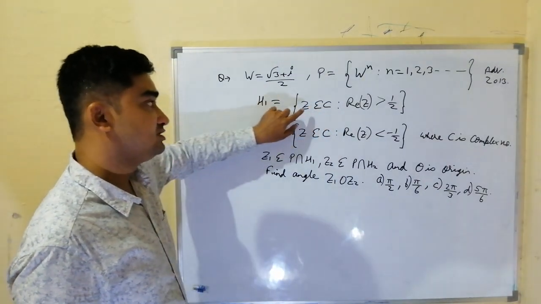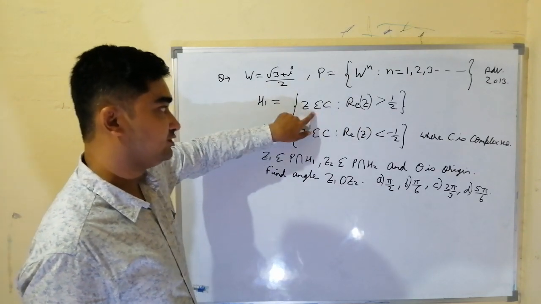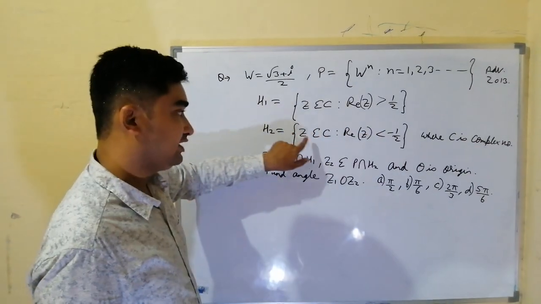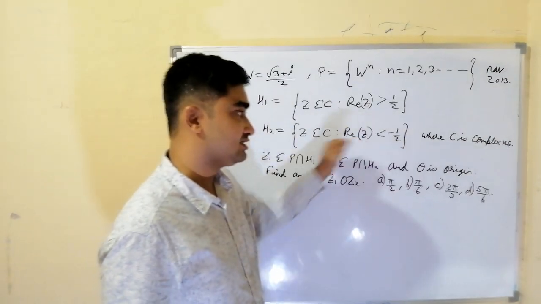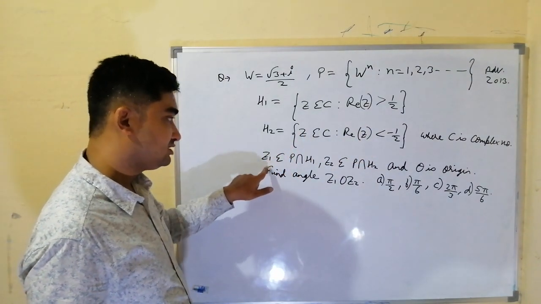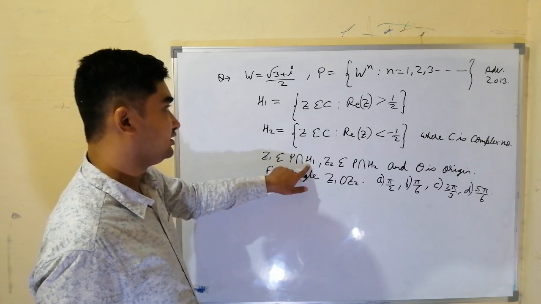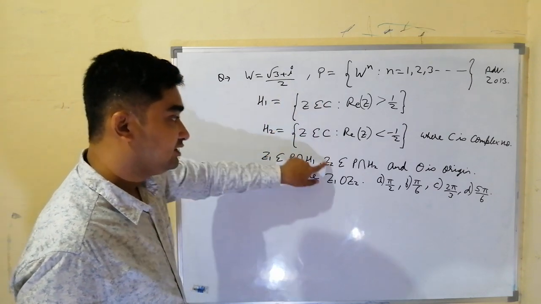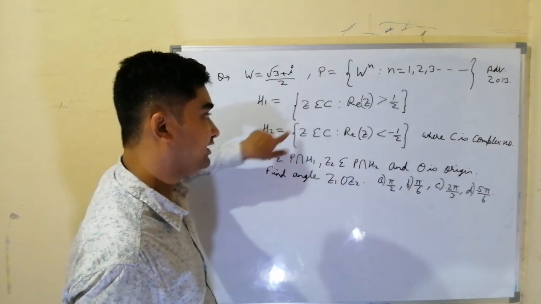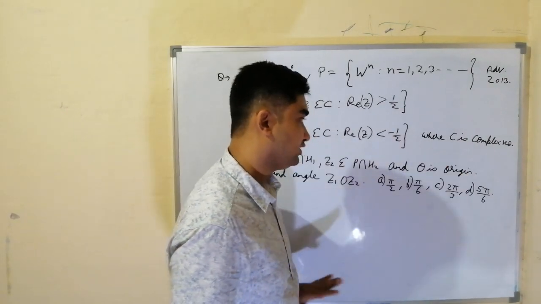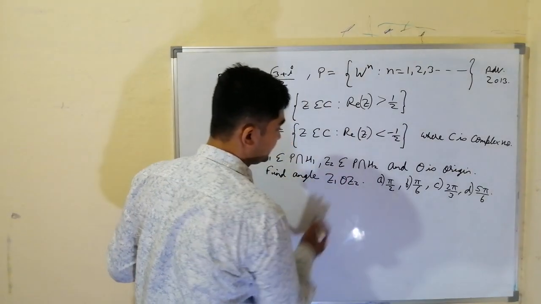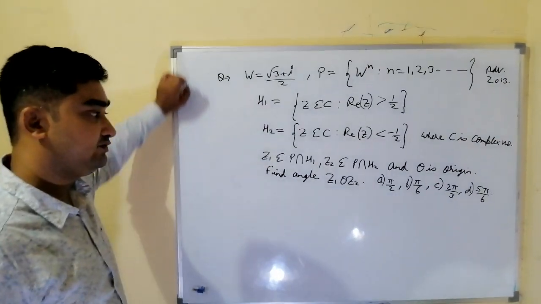And H1 is given as a complex number whose real part is greater than 1 by 2. H2 is given as a complex number whose real part is less than minus 1 by 2. Z1 is defined as the intersection of P and H1. Z2 is defined as the intersection of P and H2. And O is the origin. We have to find the angle Z1 O Z2.